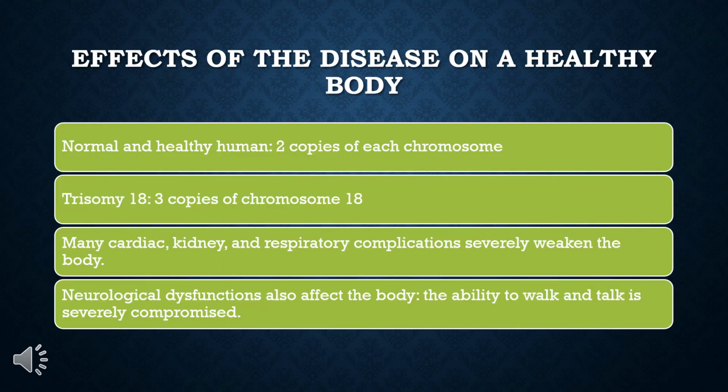In a normal and healthy human, there will only be 2 copies of each chromosome in each cell of the body. However, in trisomy 18, there are 3 copies of chromosome 18 in each cell of the body. This genetic condition is very severe and in most cases leads to death. There are many cardiac, kidney, and respiratory complications that affect the body, as well as neurological dysfunctions, as the child may never be able to walk or talk.